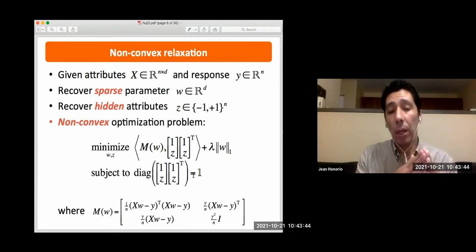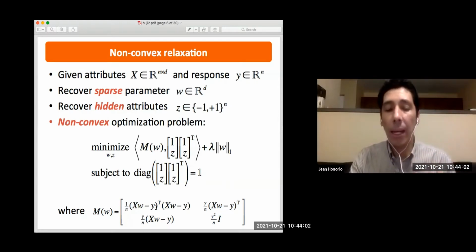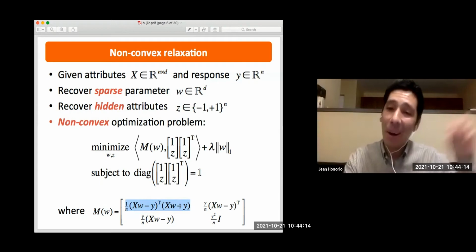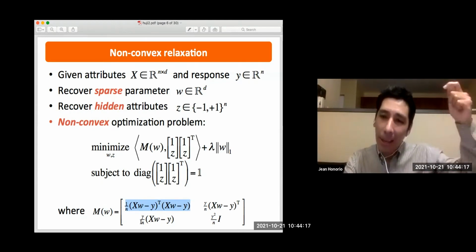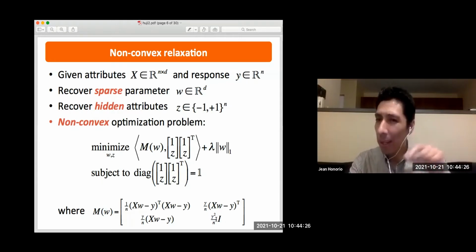Now, of course, let's try to model this in a different way, and in order to make the notation a little simpler, I will introduce here a matrix that I will call M of W. So this M of W is an n+1 times n+1 size matrix. And the first row, first column entry of that matrix is precisely the mean square error without the Z part. But then you can also see the n-dimensional vector, which will be this part, the Xw minus y part. The transpose of that is here. And then we have some identity matrix, n times n identity matrix there.